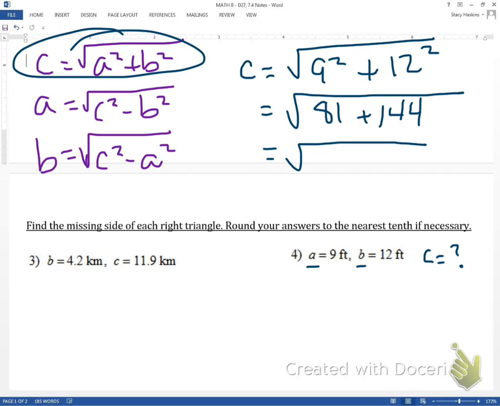You need to add these two numbers together this time. I get 225. And then take the square root of the 225, and you should get 15. So side C is equal to 15. How'd you do? If you missed it, look back at your work, see if you used the wrong formula. If you used the right formula and still don't know what you did wrong, then please see an instructor.